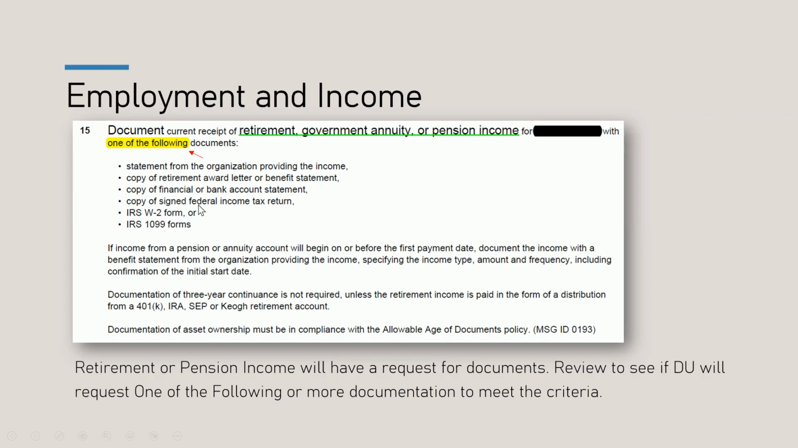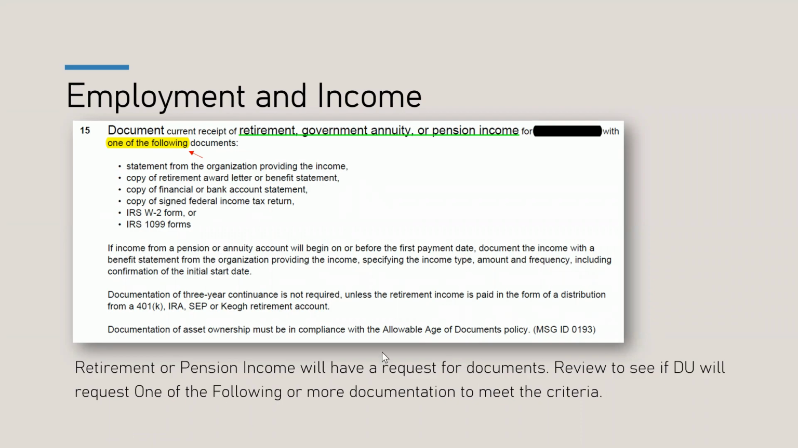Some borrowers don't keep all of their pension statements. Some borrowers just keep their 1099 form that they receive at the end of the year for their pension, or they get a statement at the beginning of the year. It just states one of the following. Now, you can give a copy of financial or bank statements to prove that they're receiving it, but keep in mind, you cannot gross it up. So basically, you want to make sure, again, that you do have a 3-year continuance.